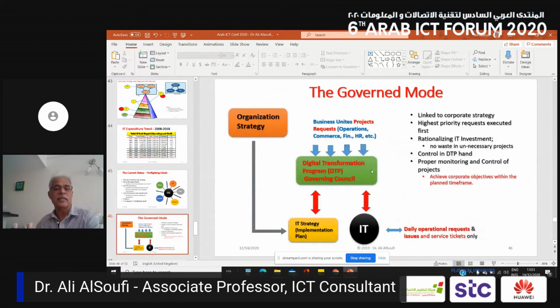The final slide here is that you should do it the other way around. You should have a strategy. Unfortunately, some of the organizations themselves don't have a strategy. Then accordingly, I build the IT strategy, and then the business has to run this IT with an implementation plan. IT facilitates and executes this plan.